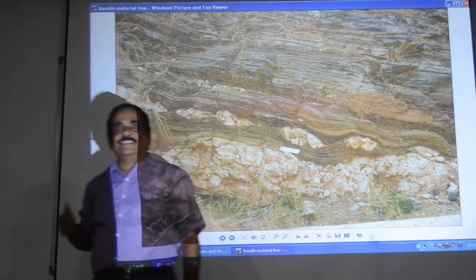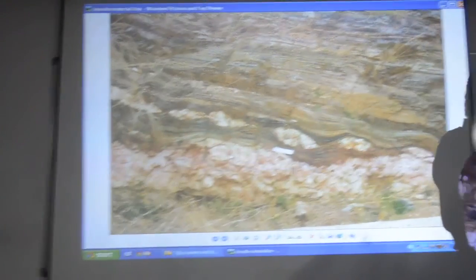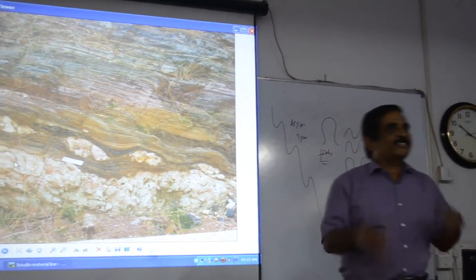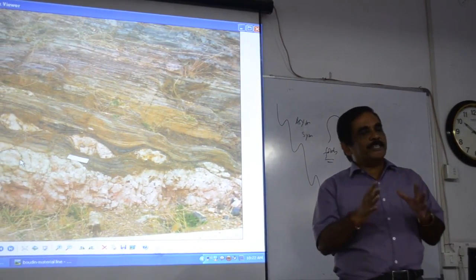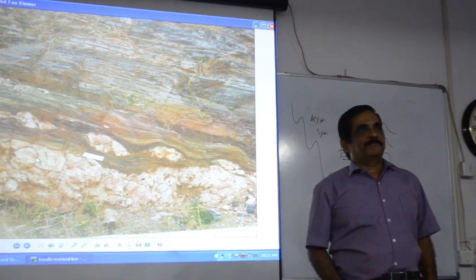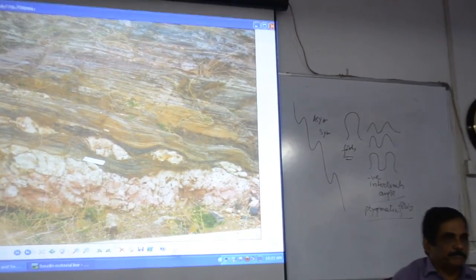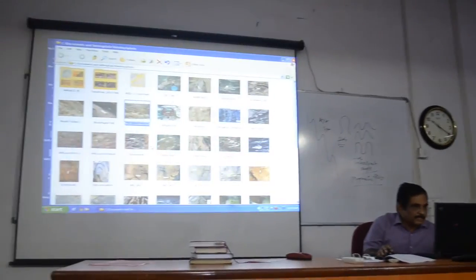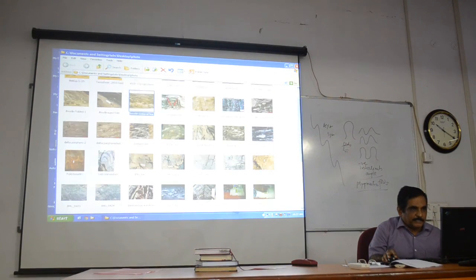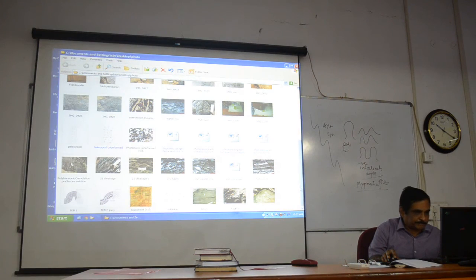Are you able to get the veins? Maybe I am deviating a little. Is it okay? You have to see both the sections. If one section is not useful or not sufficient, go to some other section. So you have to search. Now I'll show you another photograph. There are so many, but I'll show you a few so that we can start the chapter.